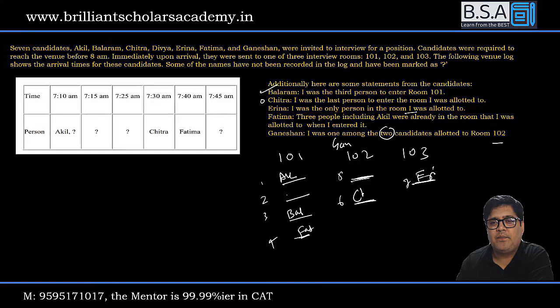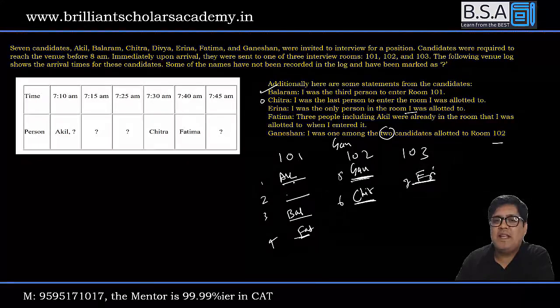That means this is Ganeshan. Who is missing? A, B, C, D. D is missing. Who is D? Divya.